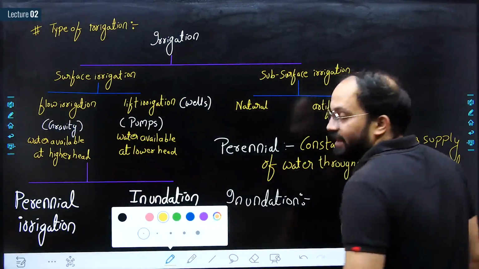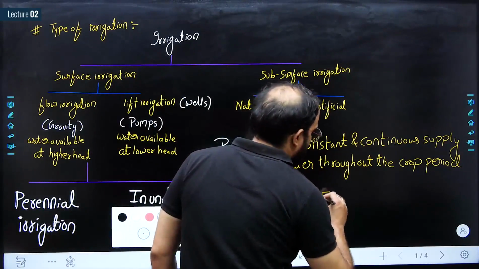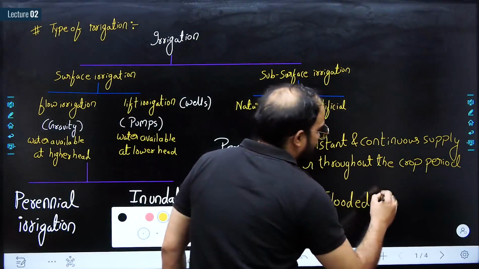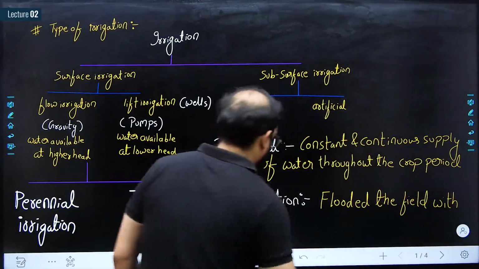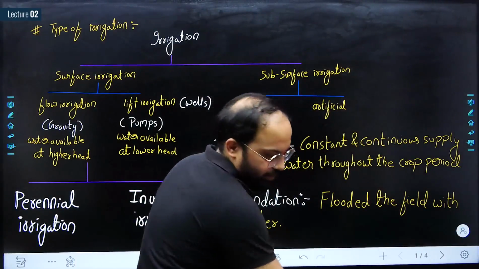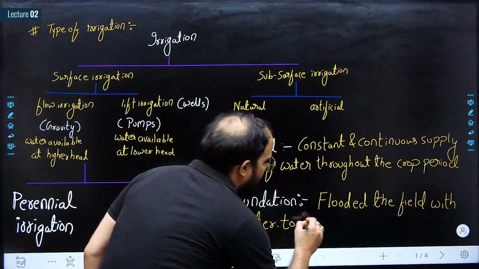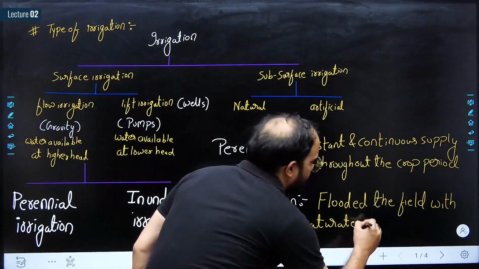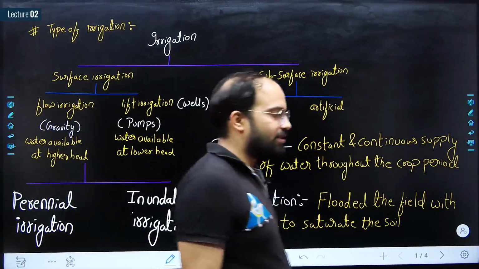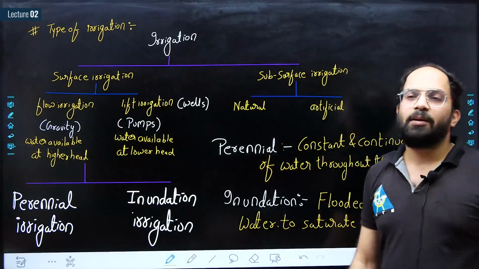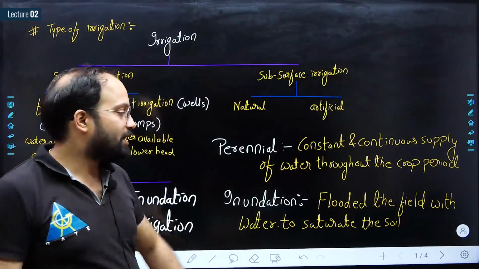Okay, so for inundation, what we will do, we'll flood the field with water. We'll flood the field to saturate the soil, in small intervals or large intervals, depending upon the topography, or we can say depending upon the type of the soil. So in this we'll flood.